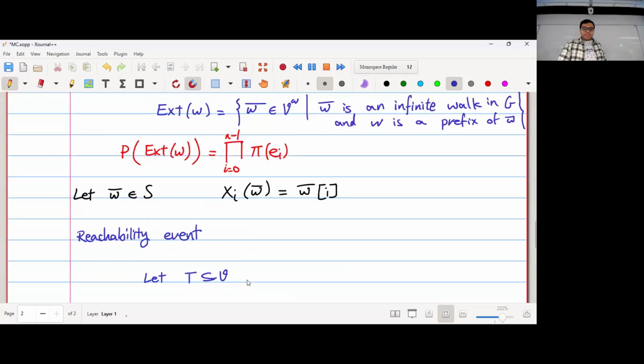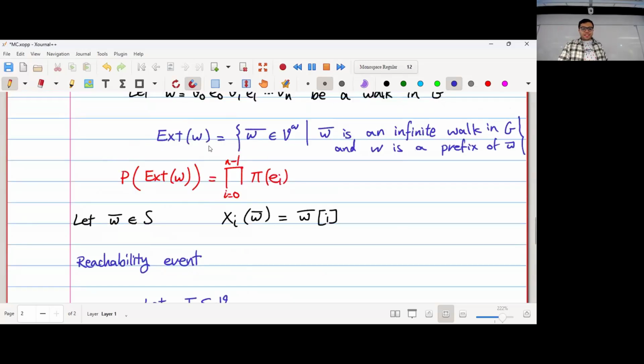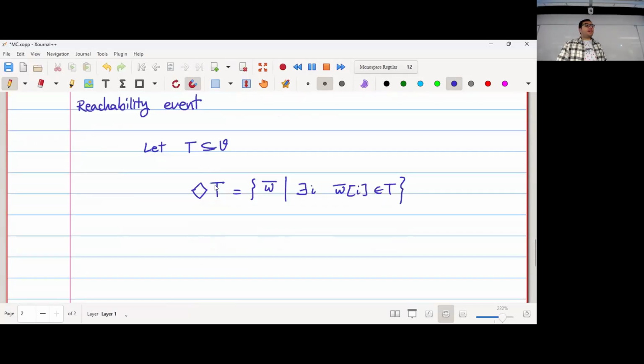It's because remember, I defined my events like this. I said extensions of finite walks are events, and then anything that you can obtain by union, intersection, or complement of these extensions is also an event. So the first thing I have to do before I ask what is the probability of diamond T is to prove that diamond T actually has a probability, right? So why is this an event?